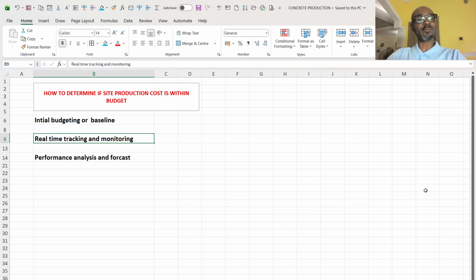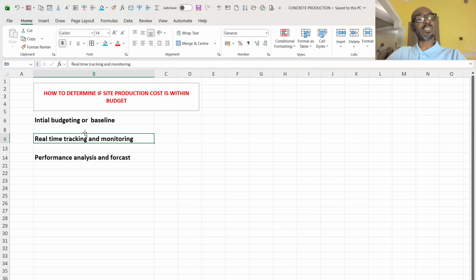You're welcome to another episode where I shall be guiding us on how to determine if site production cost is within budget. Basically, there are three steps to follow, as you can see on my screen, for you to have an accurate result.